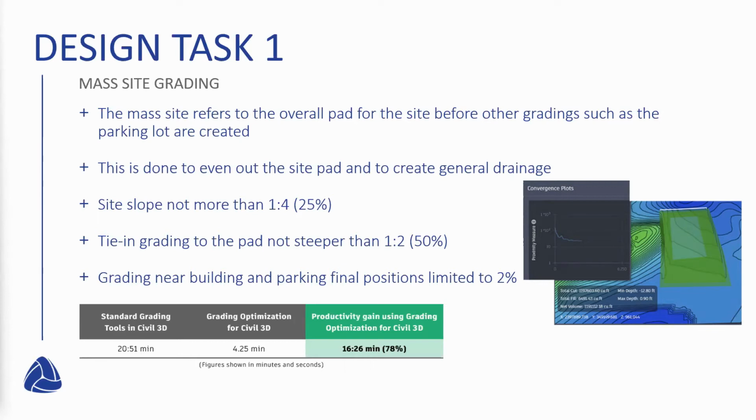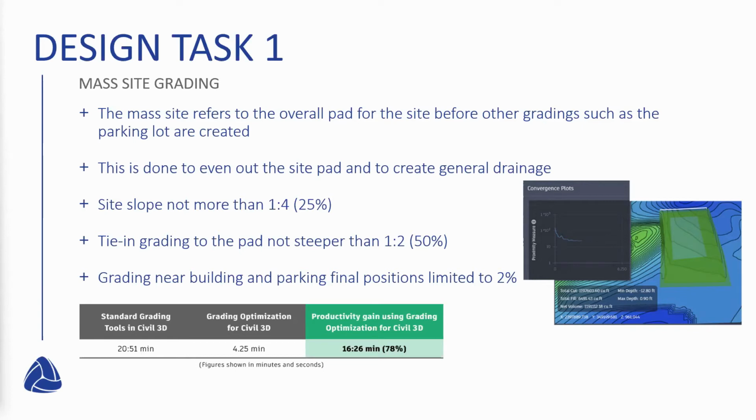Just as a general idea, when doing the study, the software was set to run at, I believe, 25,000 iterations. So a lot more than what you could do by hand. That also gives you a little bit of perspective when you're looking at the amount of time saved to get to this point. So when doing this design using the standard grading tools in Civil 3D, to get to a fairly acceptable design, it took around 20 minutes and 51 seconds, as shown in that little box at the left.